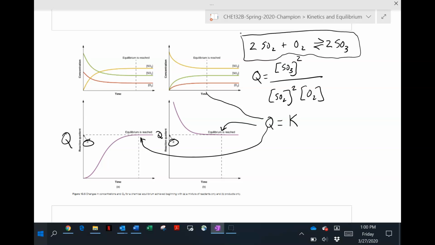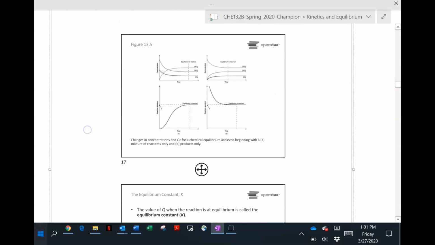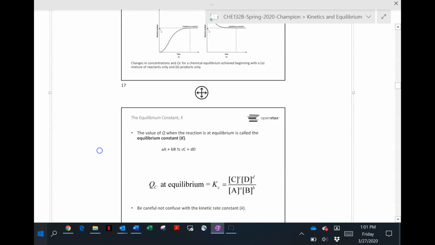In version A here, we're starting from no SO3. If you look up here, you see that's 0. Here we're starting from all SO3 and approaching the equilibrium from the other direction. So no matter which way you start, you wind up at the same equilibrium. So that's the point of that. Again, this is figure 13.5, slide 17, the color version of that is above there.